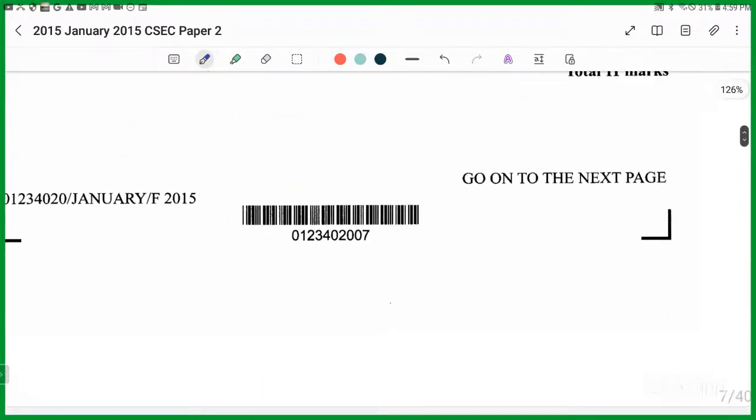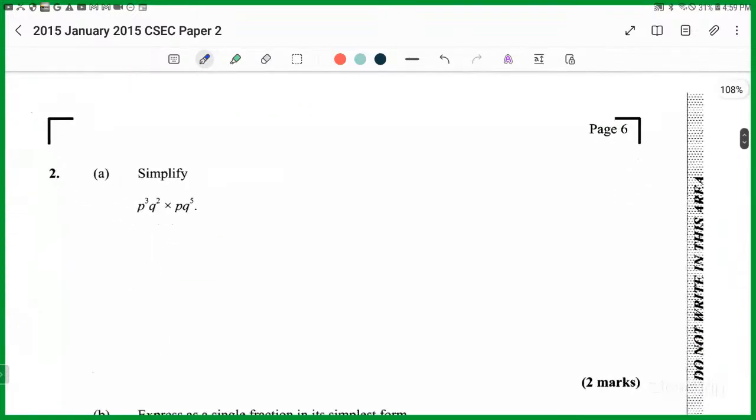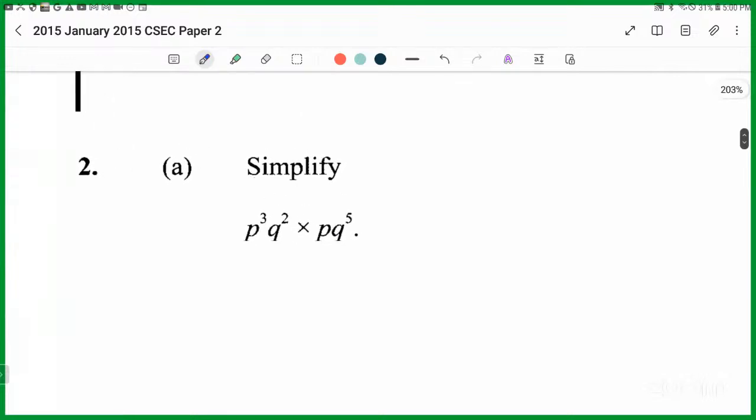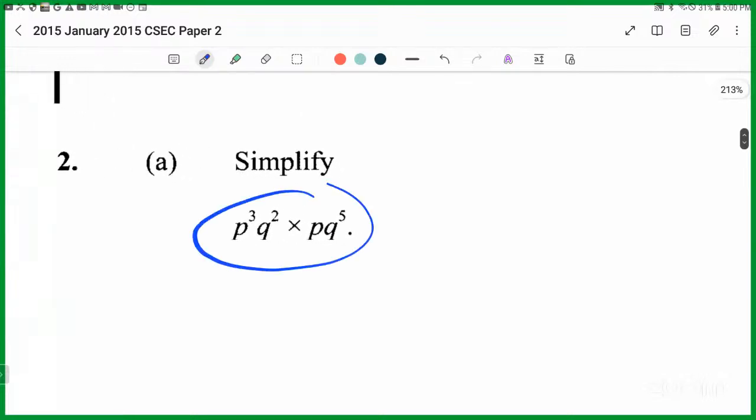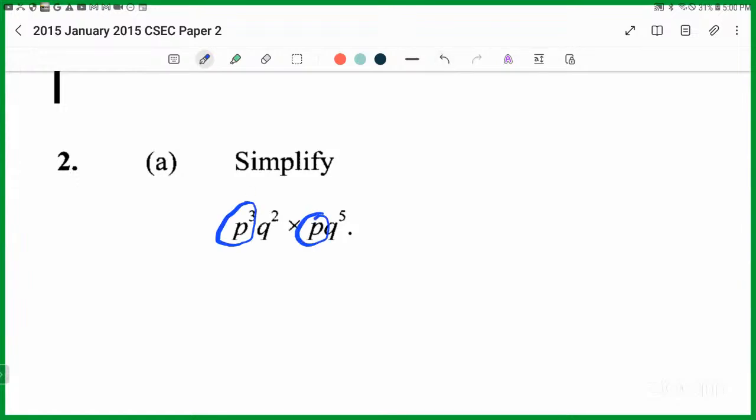All right, next question. This one is some algebra, right? It wants us to simplify this thing. When you multiply indices, you add the powers. So I'm multiplying these two things. I can multiply the PQ by the P, add the powers, and get P to the 4th power. I multiply these two, add the powers, and get PQ to the 7th power.